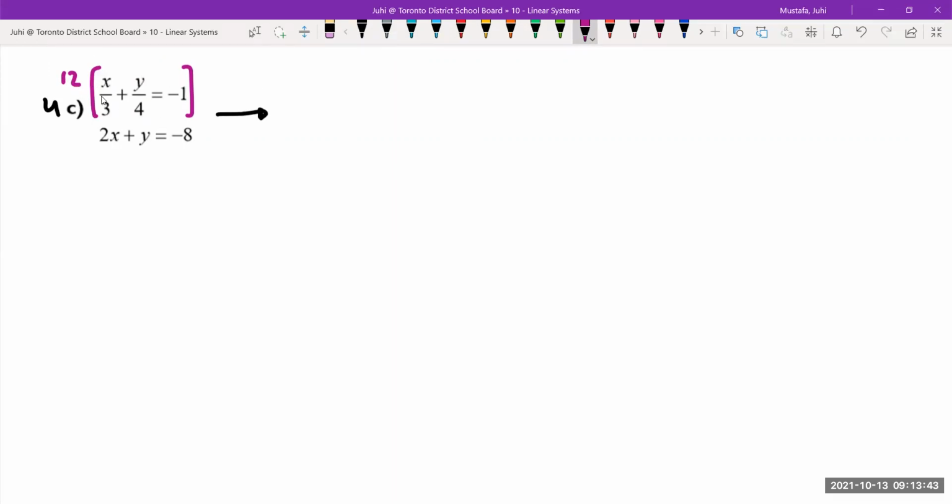12 divided by 3 is going to give me 4x. 12 divided by 4 is going to give me 3y. And then do I have to multiply the 12 with the -1? I do, and so it's going to give me -12. The second equation, like we said, stays the same. It's going to be 2x plus y is equal to -8.